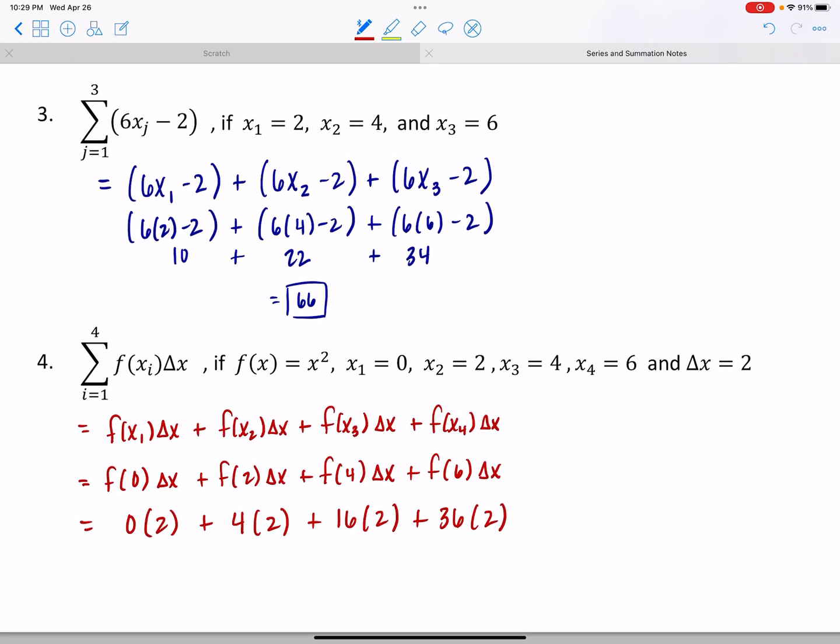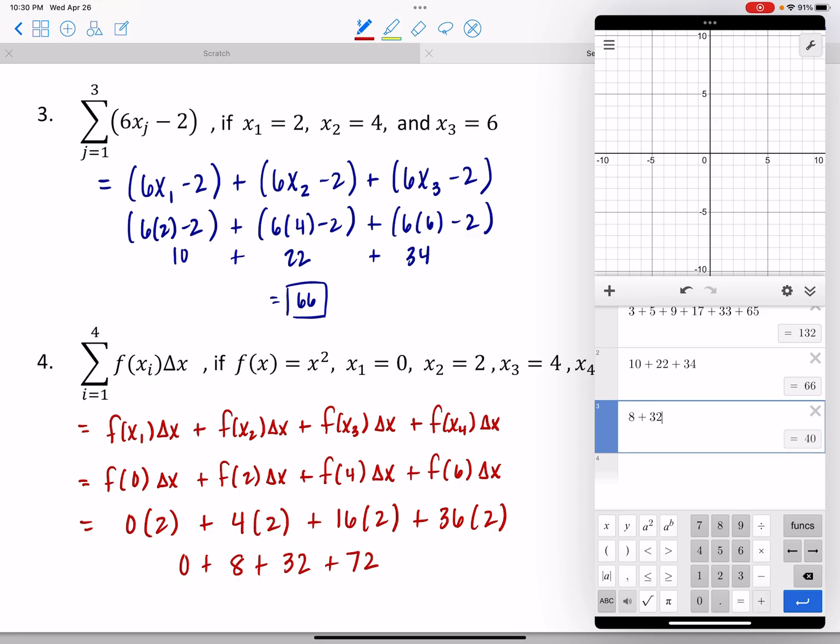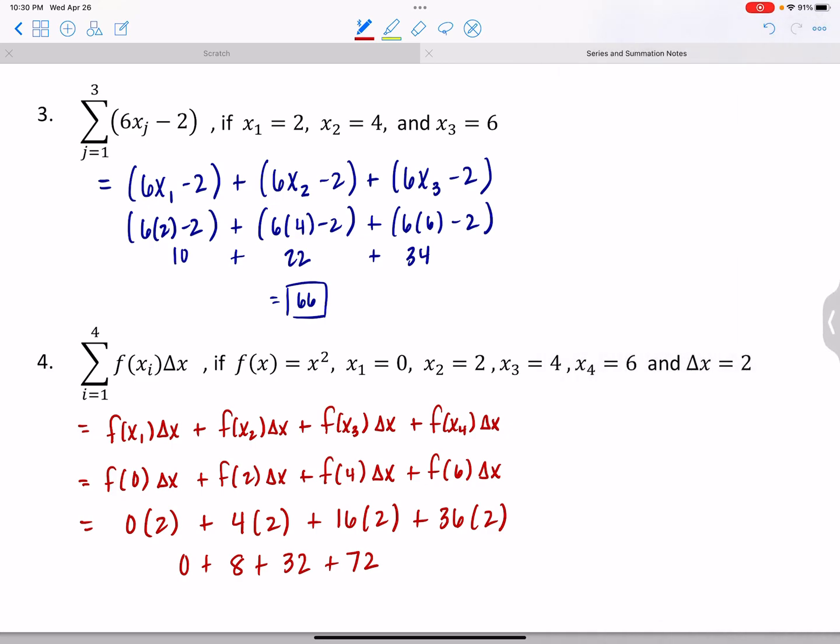So this one is 0. 4 times 2 is 8. 16 times 2 is 32. And 36 times 2 is 72. So that looks like 102. Let me just not take any risks. So sad. And 8 and 32, 100 and... Oh yeah, see? This is why I use the calculator, because I missed a whole 10 in there. It's fine. Alright, so 8 plus 32 plus 72 makes 112 for our sum. So we're going to say that this equals 112.